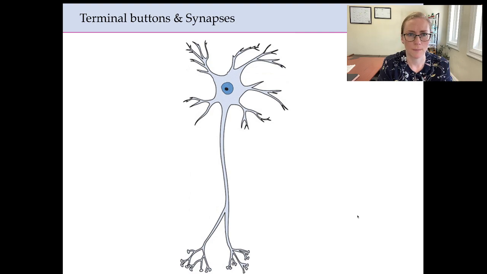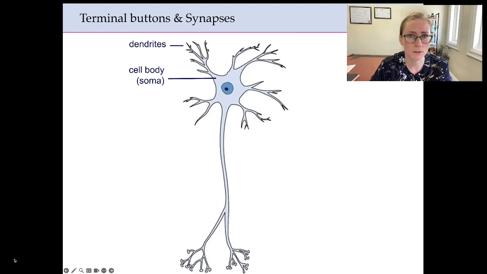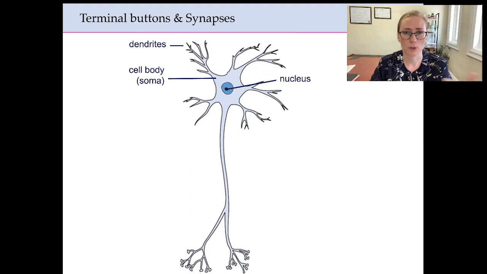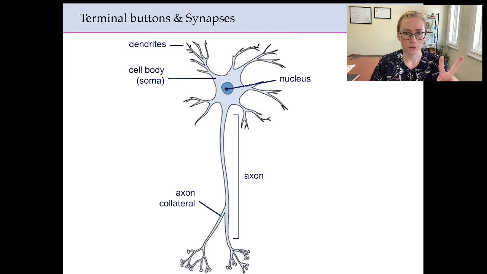So, our neuron structure revisited real quick, our dendrites, right? Our dendrites are getting input from other neurons. Neurotransmitters are binding to dendrites and causing changes there. Or a synapse is happening at the soma. The nucleus contains your DNA, where transcription and translation can occur. The axon, along the axon, the action potential flows down. Axon collateral is if we have a split.